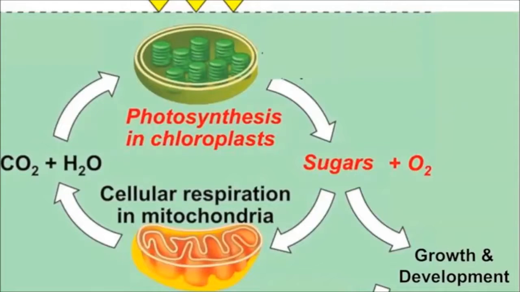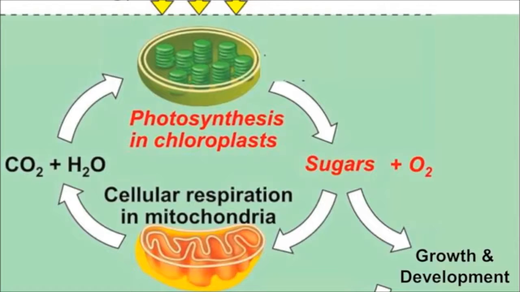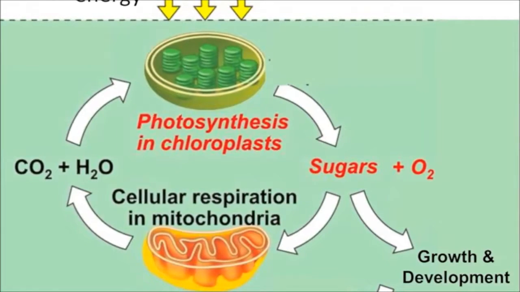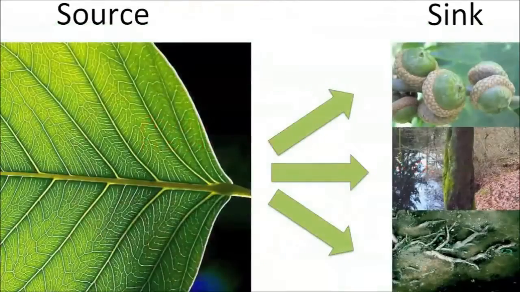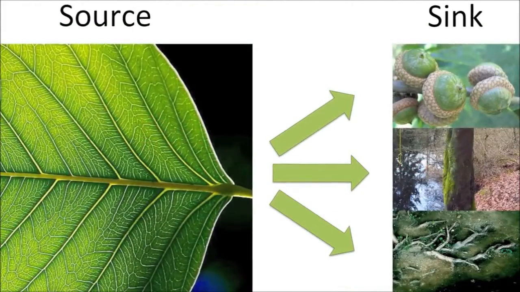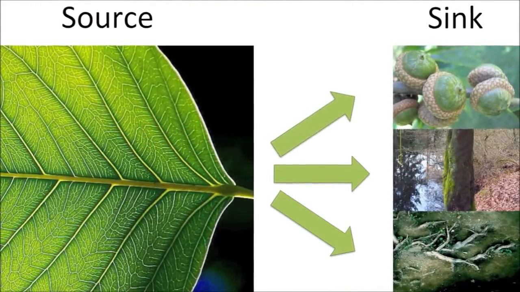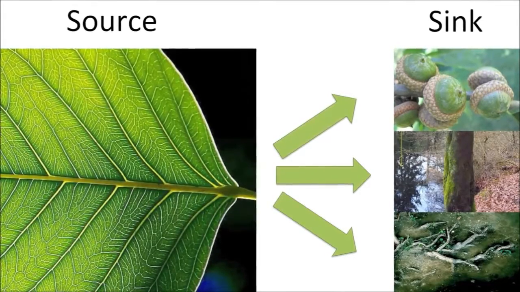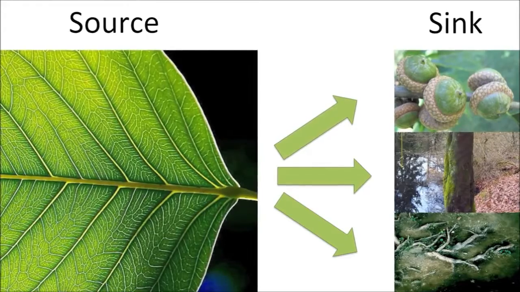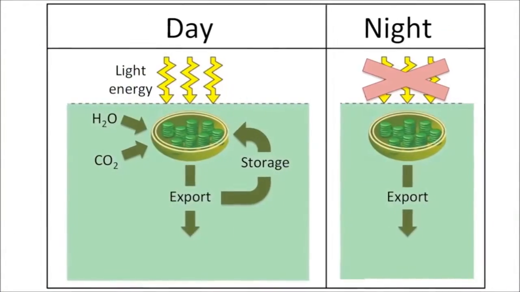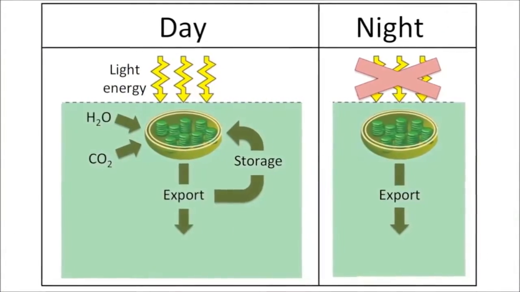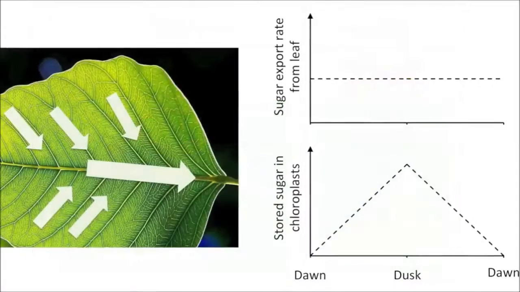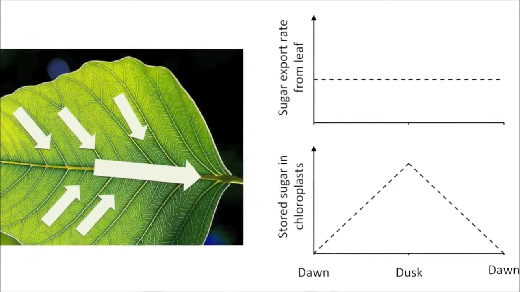To recap, not all sugars produced in photosynthesis are used for cellular respiration. Not all cells in plants have chloroplasts, meaning that they must import sugars from cells that are capable of producing sugars. Most importantly, we learn that plants survive through the night by storing sugars during the day when light is abundant. This allows for leaves to export sugars at a constant rate between day and night.